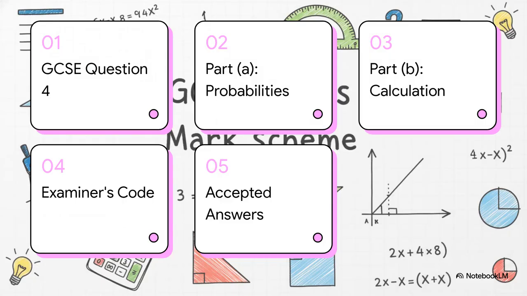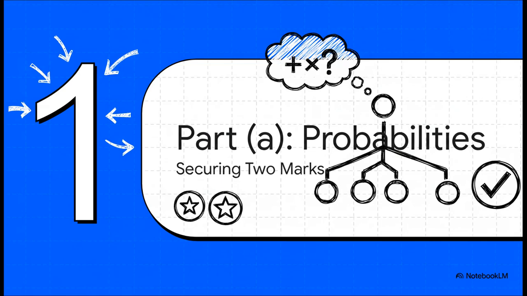Okay, so here's the plan. We'll decode the question, starting with part A on probabilities, then move to the calculation in part B. After that, we're going to crack the examiner's code, figure out what all their lingo means, and to finish off, we'll look at all the different answers that would have gotten you full marks. Simple as that. All right, let's jump straight into part A.